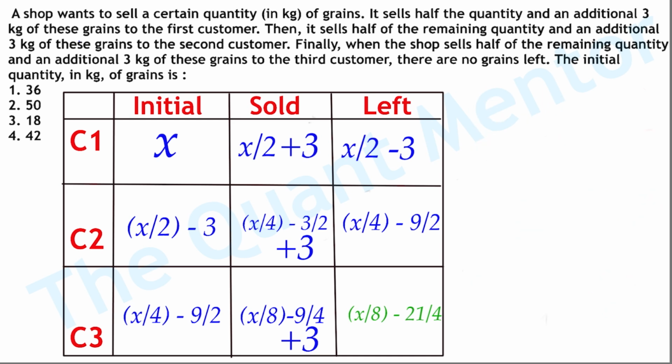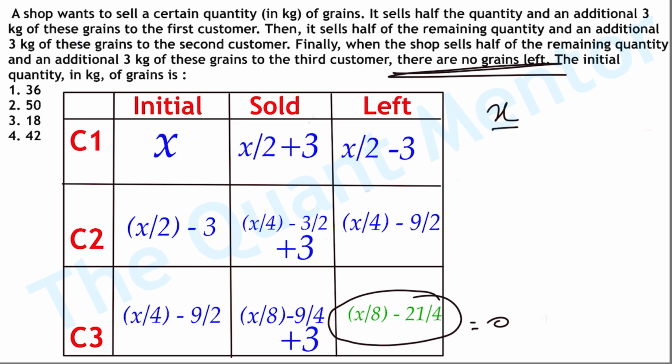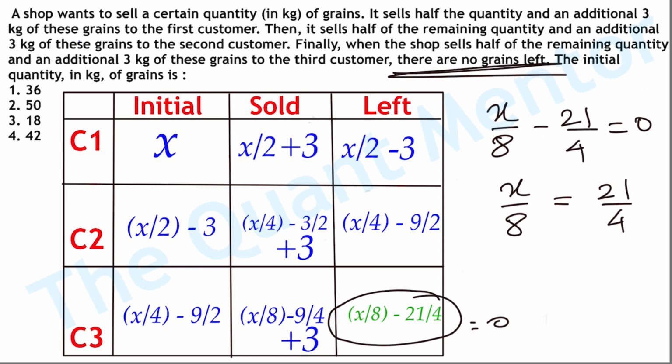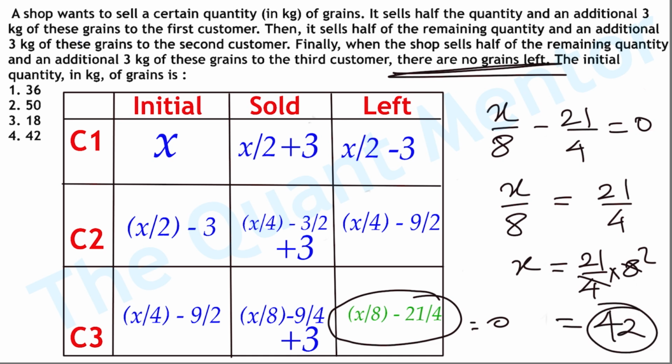And finally, the question says that there are no grains left. That means this quantity X by 8 minus 21 by 4 should be equal to 0. So we equate this with 0. We get X by 8 minus 21 by 4 is equal to 0. Adding 21 by 4 on either side, we get X by 8 is 21 by 4. Multiplying by 8 on both sides, X is 21 upon 4 into 8. 4 ones are 4 and 4 twos are 8. X is 21 twos are 42. The answer to the question is the fourth option, 42.